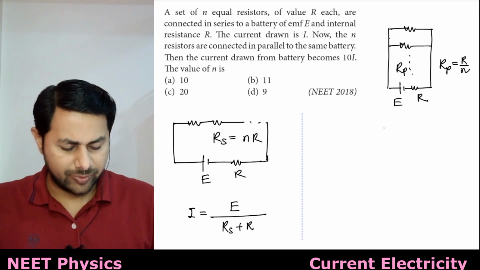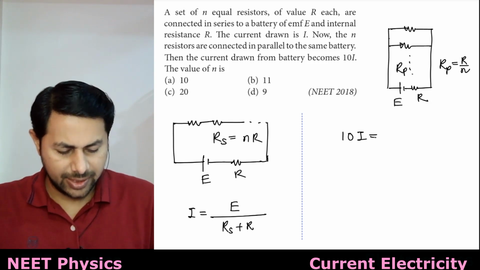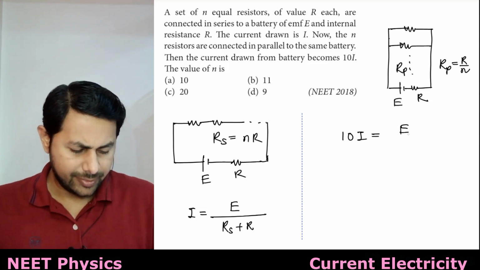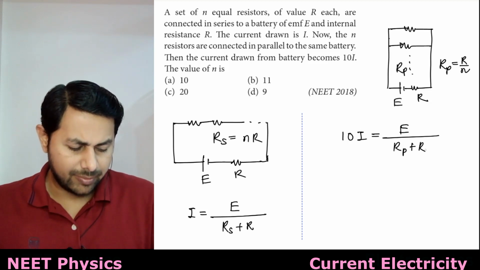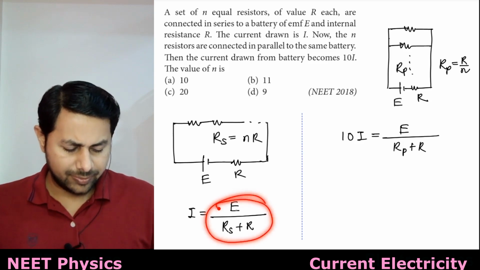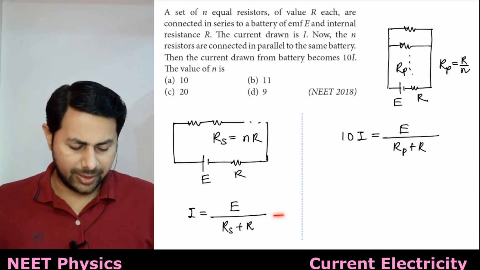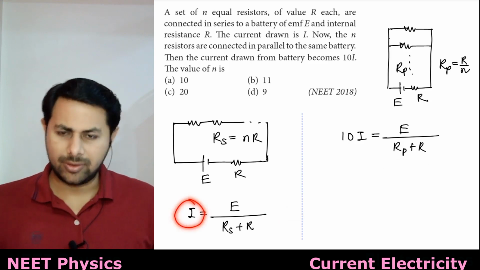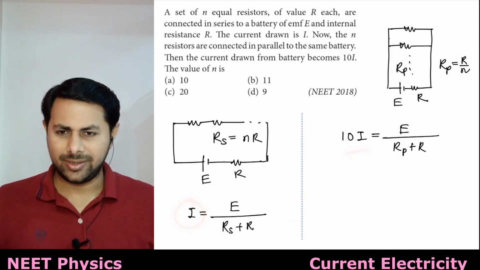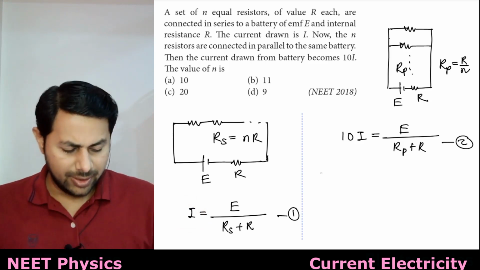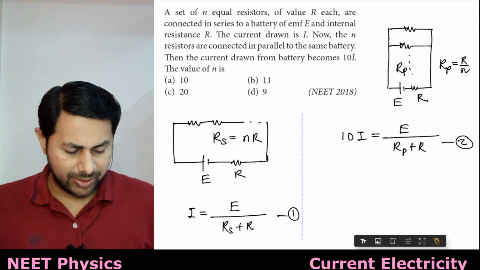And then in this case, what will be the current? They say it's 10I, right? So 10I is equal to E divided by Rp plus R. Now what we can do here is multiply the first equation by 10 and equate it to the second one, because this is 1I, this is 10I. So let's multiply equation 1 by 10.